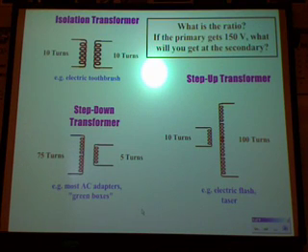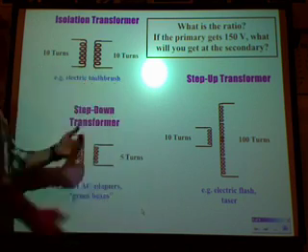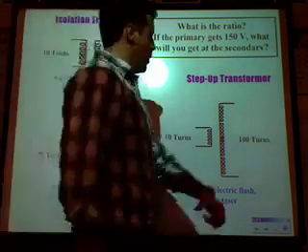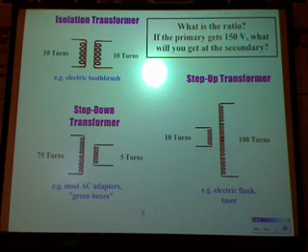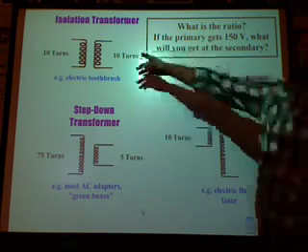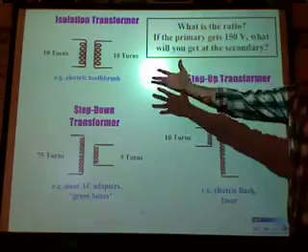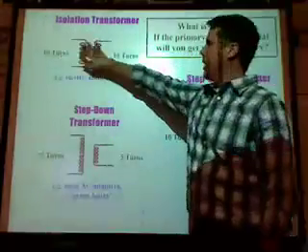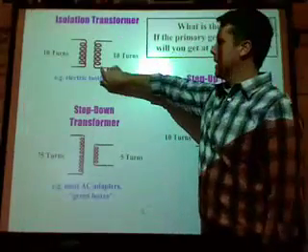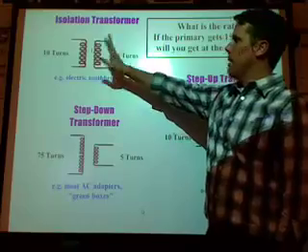So the bigger the transformer, the more current it can handle. You have to actually count the number of turns to know what it's doing, whether it's stepping it up or stepping it down. Our last type of transformer, the isolation transformer, the advantage again here is that we isolate. These two coils are not electrically connected.